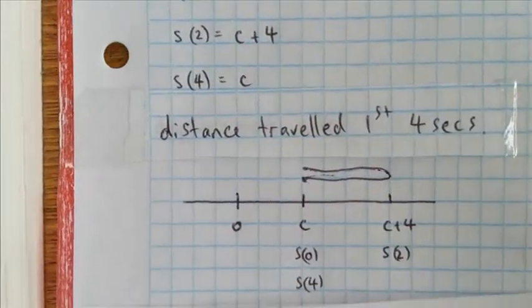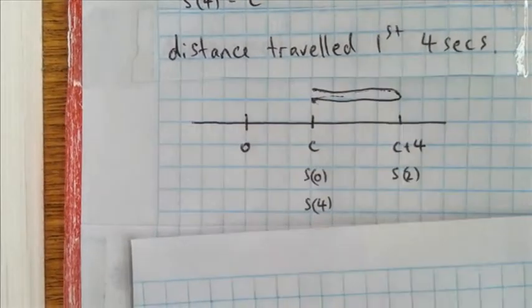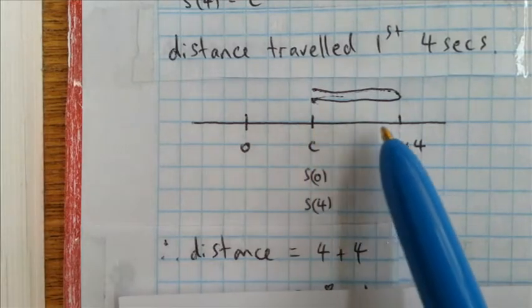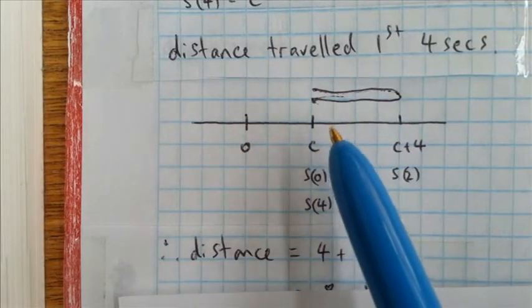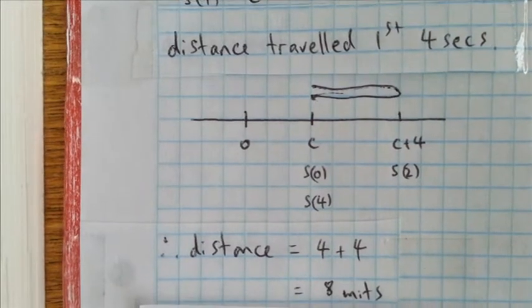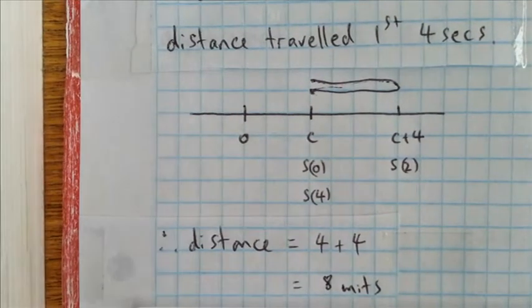So the distance travelled therefore will be 4 plus 4 units. So from here to here is 4 units and back again. So 8 units is the distance travelled. So that's doing it using algebra. Let's do it now using the calculator.